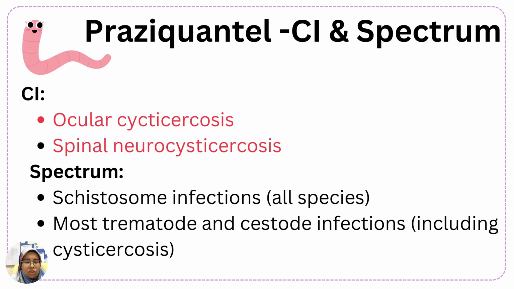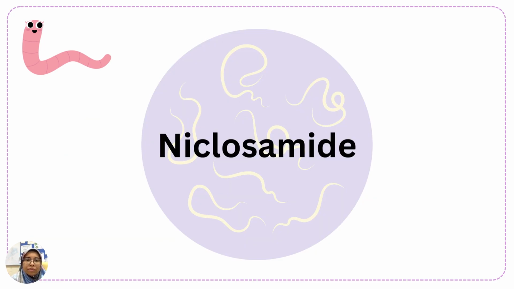Kita boleh pakai dalam schistosome infection. So any schistosoma species, and most trematode and cestode infections, which also include cysticercosis. Okay, itu je praziquantel. So the last one on antihelminthic drugs would be niclosamide. Betul kot? Last, aku pun tak ingat dah. Okay, so the last one is niclosamide.